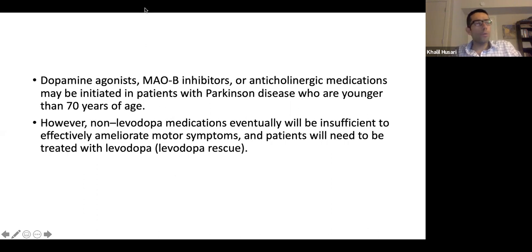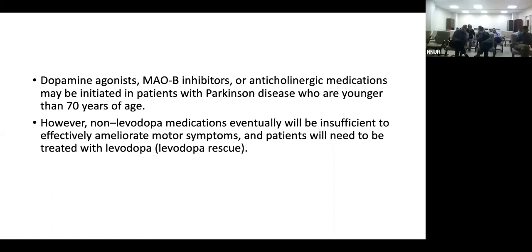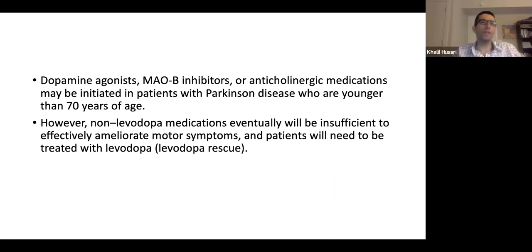So usually dopamine agonists, as we mentioned, MAO-B inhibitors as well, and anticholinergics, we usually use them more in younger patients. However, the best medication for Parkinson's disease is still levodopa-carbidopa, which is Sinemet. So if you tried these and they did not work, then just give them levodopa-carbidopa.